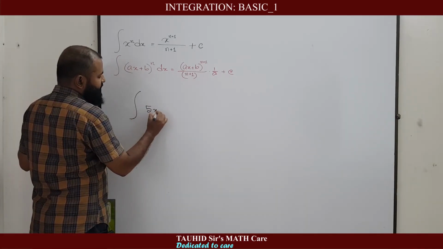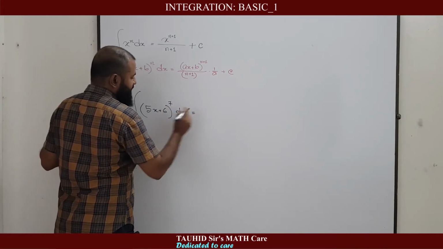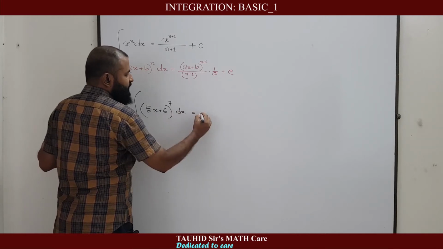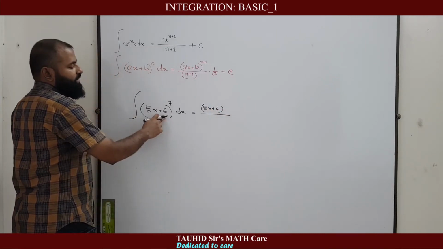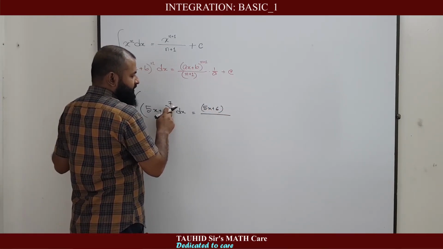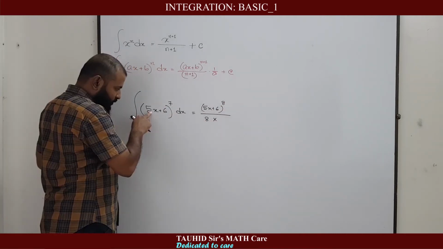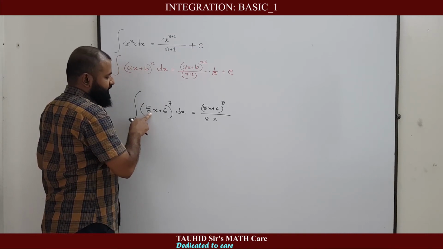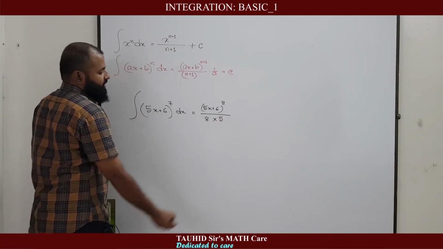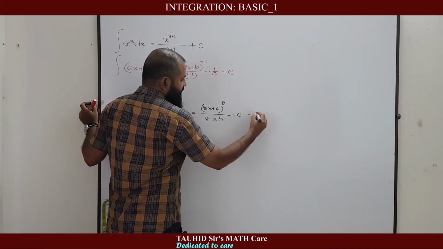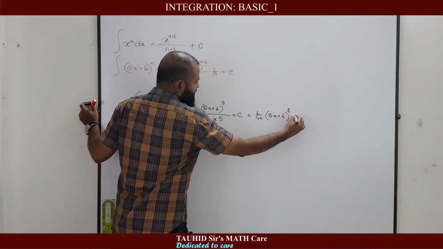For example, integration of (5x plus 6) to the power 7 dx. What can we write? At first we will write the total function here, 5x plus 6. We will consider this thing to be x. X to the power 7, if we integrate it, x to the power 8 by 8 multiplied by, we will write the coefficient of x in the denominator. Here the coefficient of x is 5, so we will write it here, plus c equal to 1 by 40 into (5x plus 6) to the power 8 plus c.